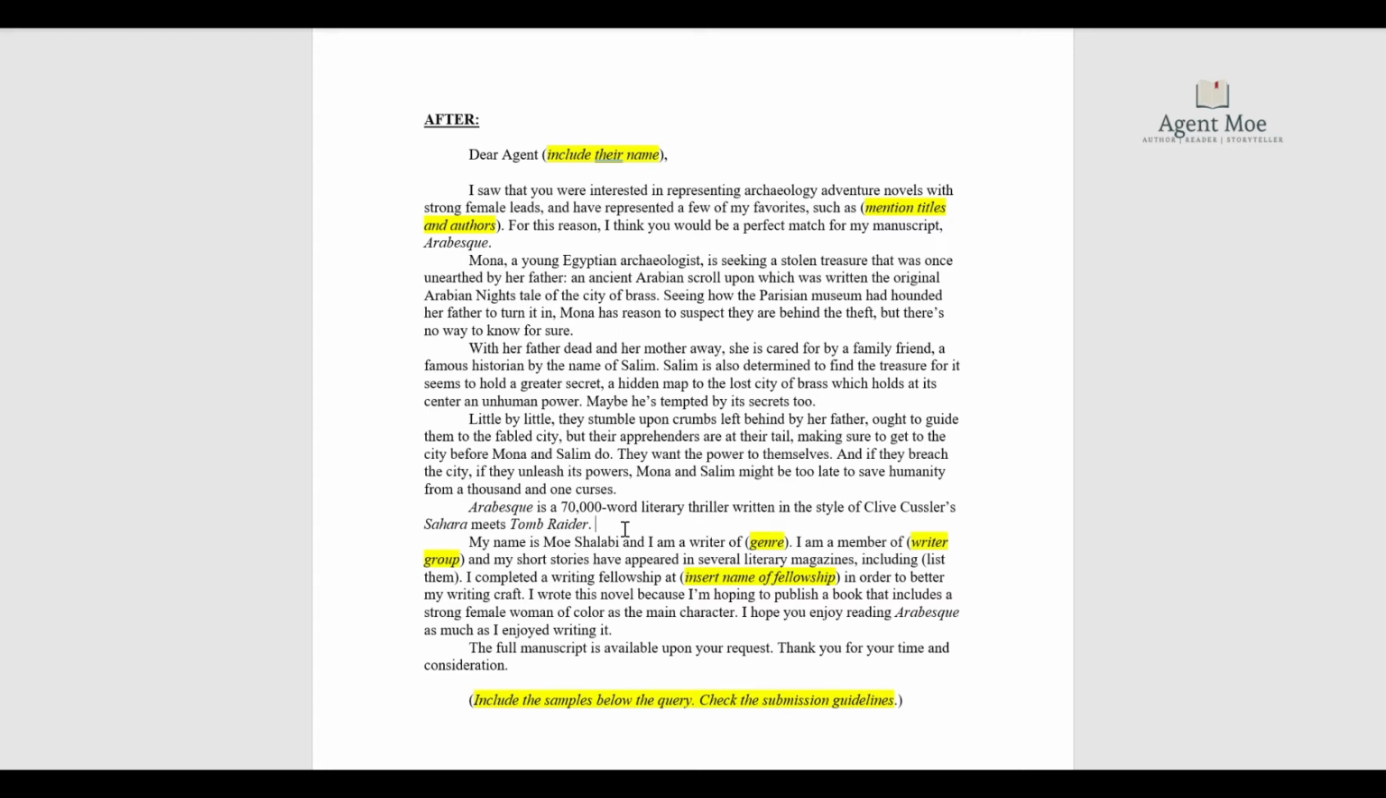But again, make sure you read the submission guidelines and see what kind of comp titles the agent requests. If nothing, then I say go for whatever comp titles are similar to your book. And in that case, choose 2. No more than 2. If you choose 3, that's fine. It's really not that bad.